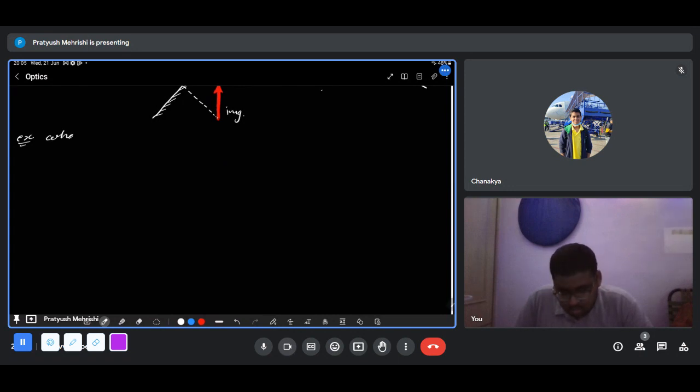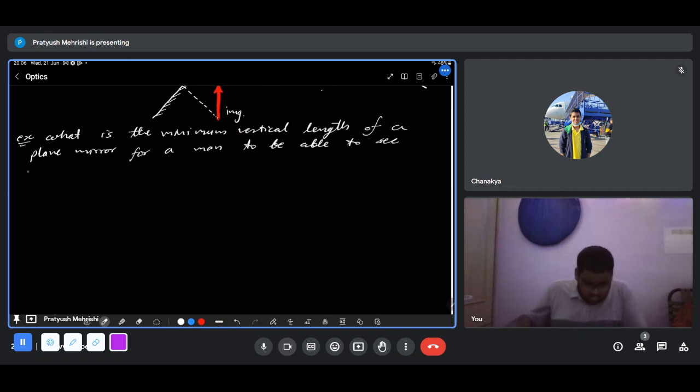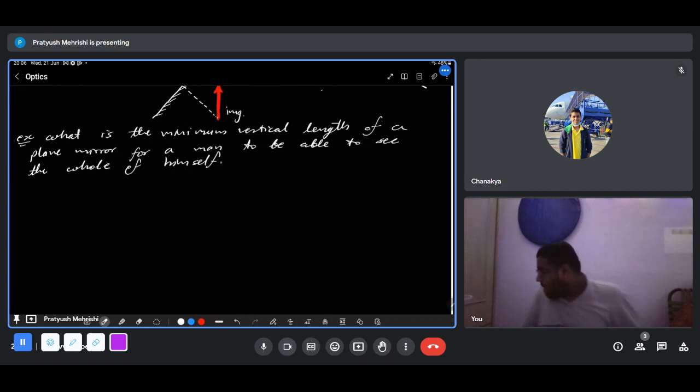Question is, what is the minimum height of a plane mirror for a man to be able to see the whole of himself? Instead of height, write down minimum vertical length.